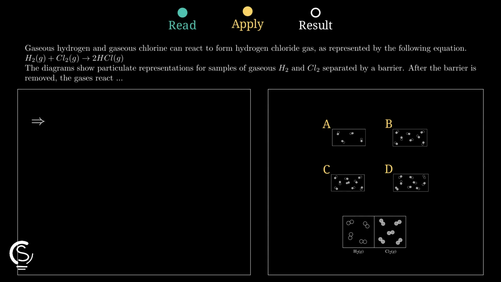The balanced chemical equation shows a 1-to-1 ratio for the reactants. This means every single hydrogen molecule needs exactly 1 chlorine molecule to react completely and form the product.